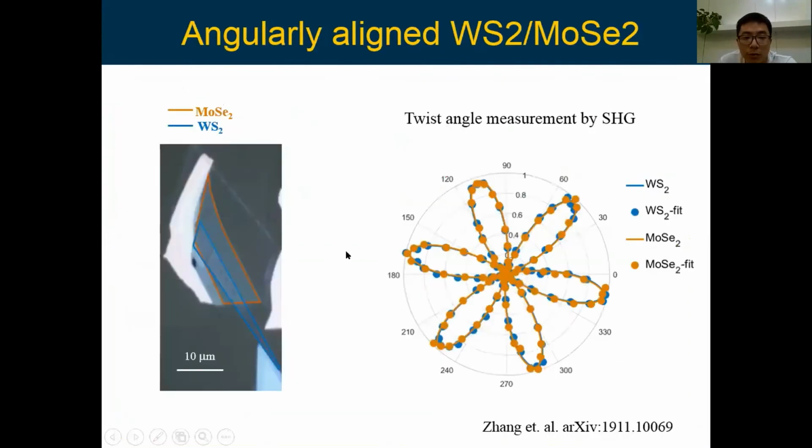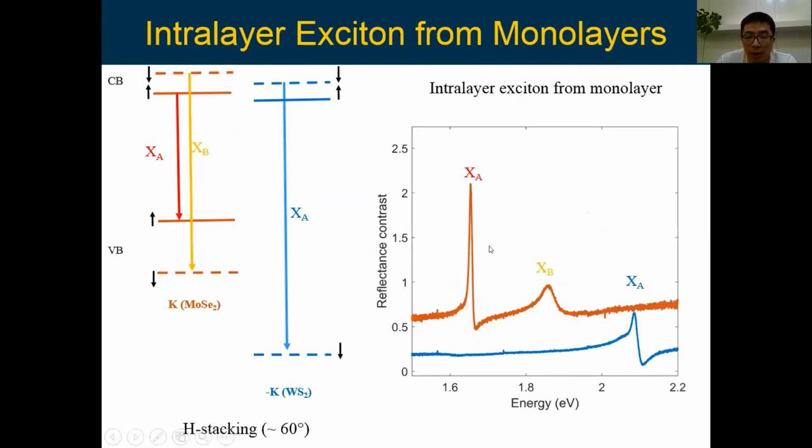So we decided to use a similar combination, tungsten disulfide and molybdenum diselenide. All the samples are prepared by exfoliation. So we align the sample very well. This is a crystal, and you can see the SHG indicated the alignment. And then first we characterize the intralayer exciton transition.